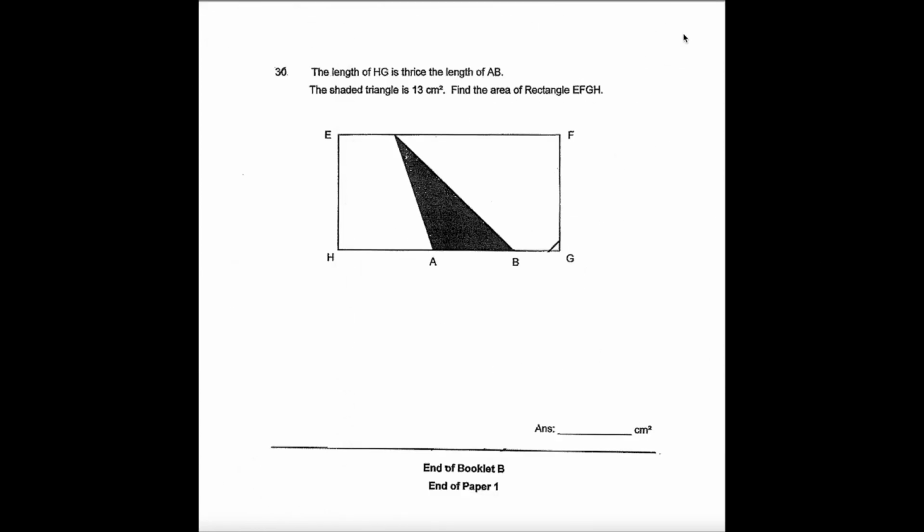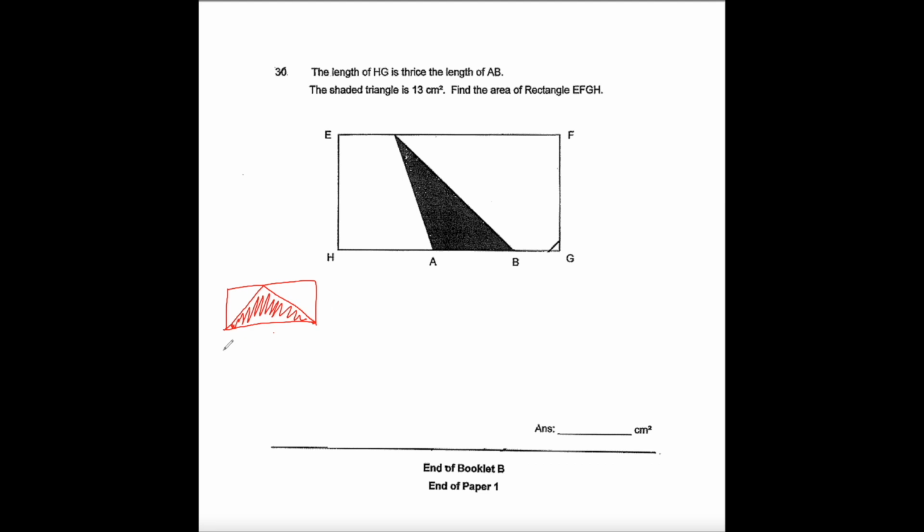Last question, question 30. The length of HG is thrice the length of AB. The shaded triangle is 13 cm square, and they want you to find out the area of EFGH. Alright, so one thing to note is the area of a triangle inside a rectangle, for example, if this is my rectangle, and I have a triangle that looks like that. Okay. So my base is the length, and my height is the breadth of my rectangle.